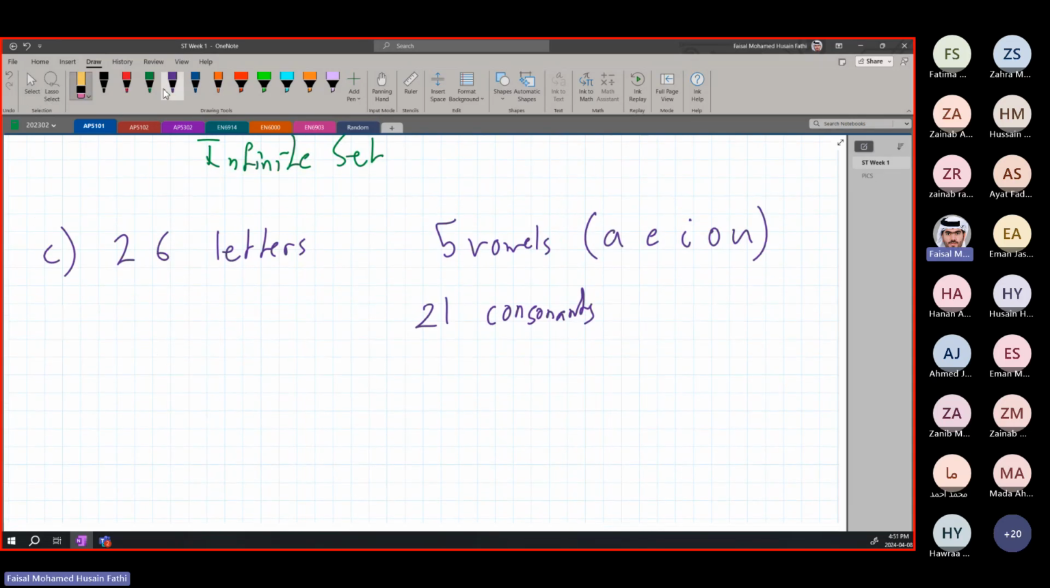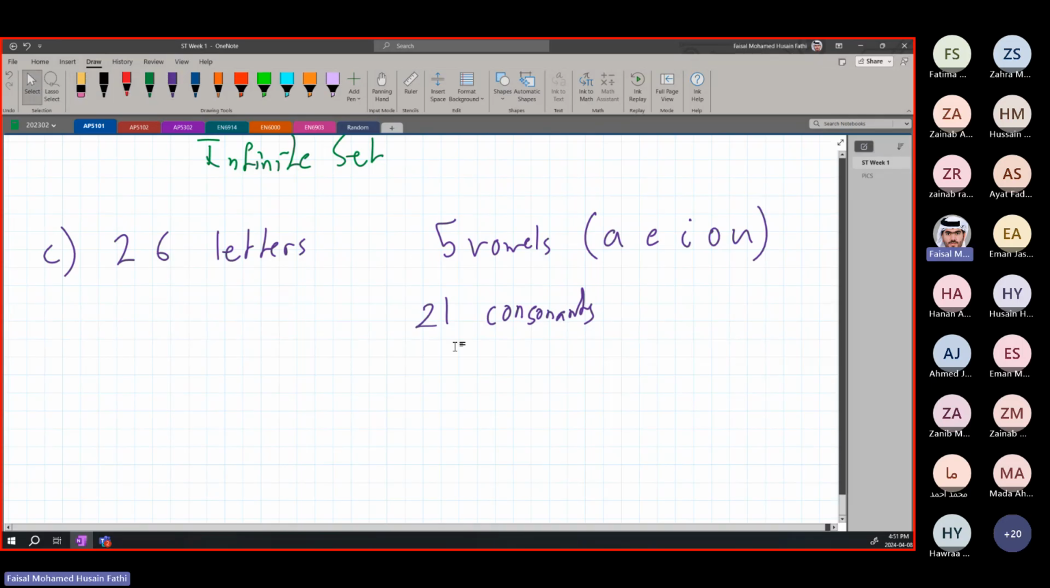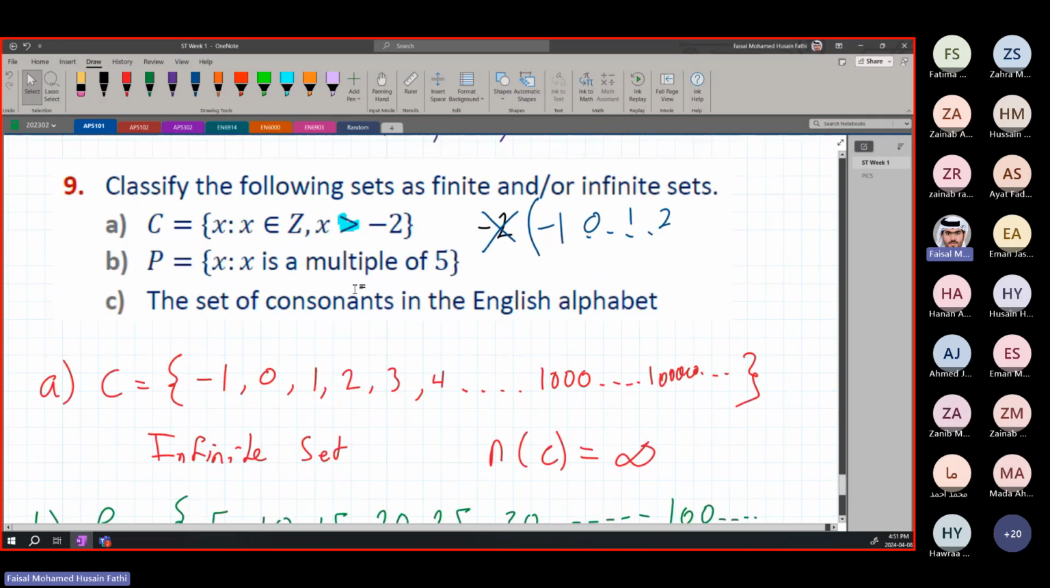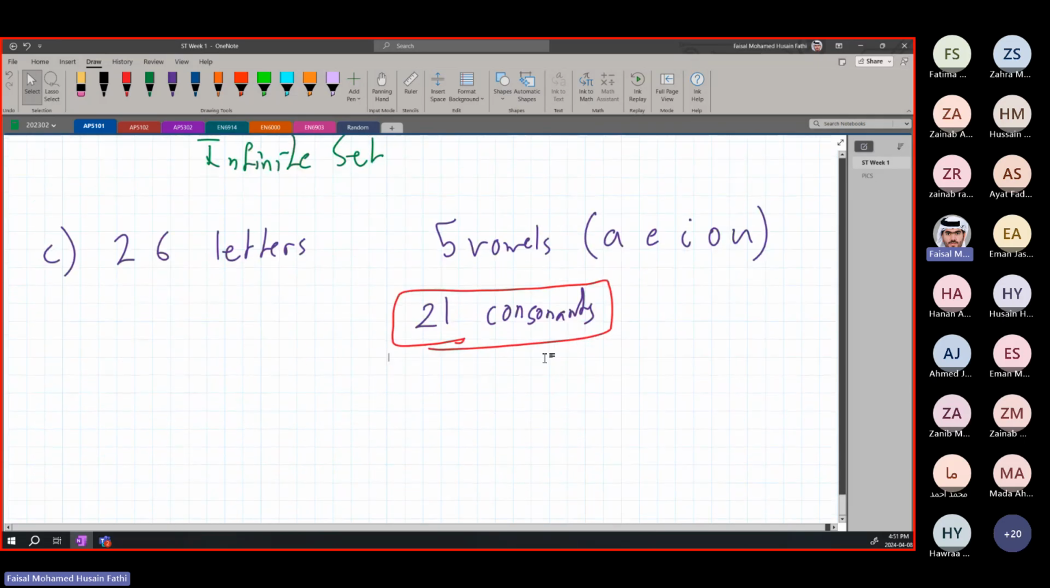So now you guys tell me, before I even write this down, is this a finite or infinite set? It's a finite set, exactly. Why? Because we already have the cardinality of the consonants. Then we know that we have 21 consonants in the alphabet.